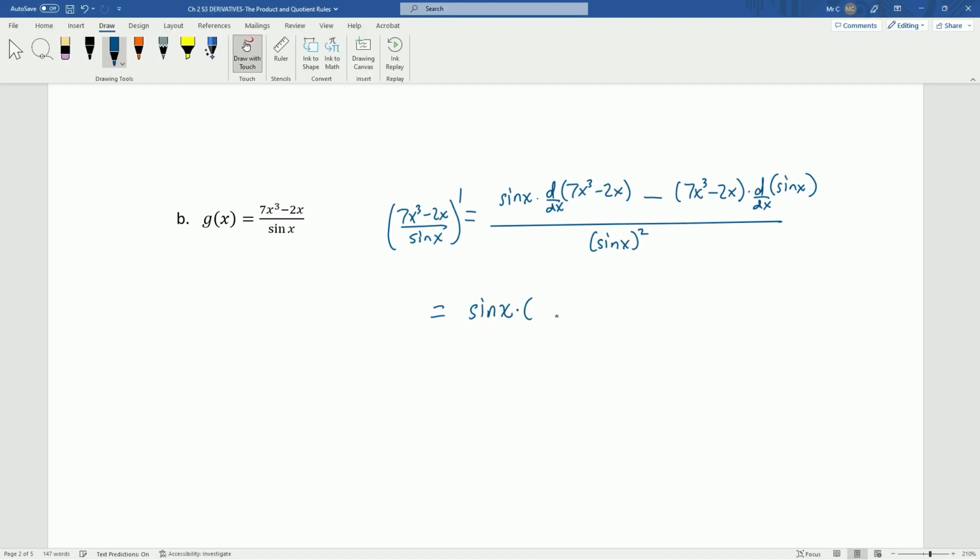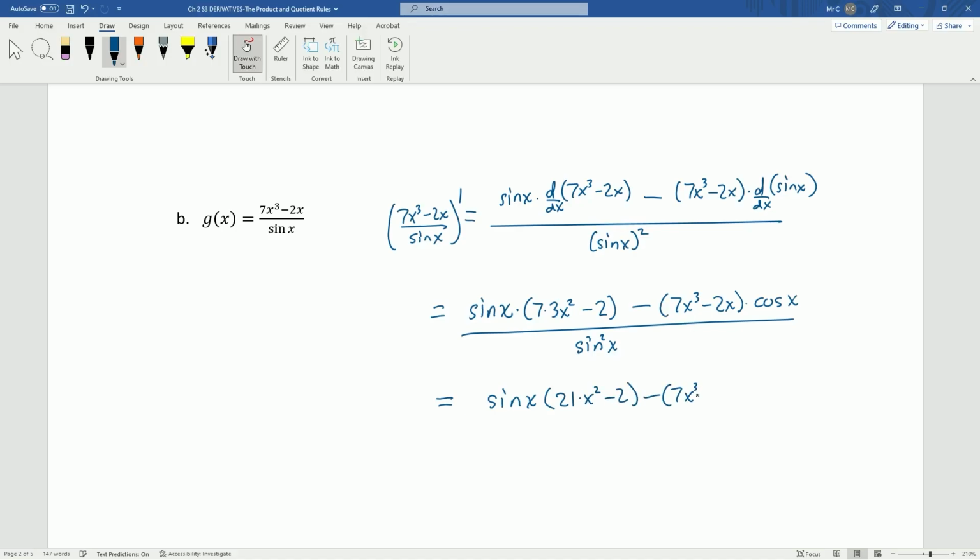So the derivative of 7x cubed minus 2x, we've had a bit of practice here, so I'm going to go quickly. This is a constant multiple, 7 times 3x squared, that's the power rule, minus 2 times the derivative of x, which is just 1, minus 7x cubed minus 2x times cosine of x, all over sine of x squared, but we can just rewrite that as sine squared of x. It's the same thing. In this case, there's not much else that can be done to simplify this in any meaningful way, but 7 times 3 is 21, so I should at least write that. Okay, that's it for that one.